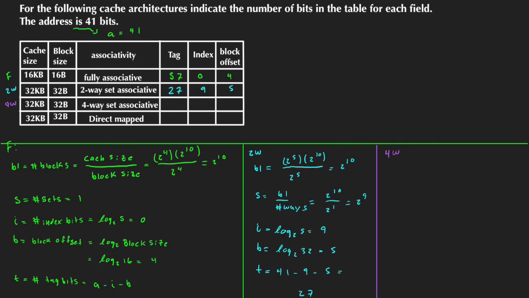Okay, so next let's do our 4-way. So here our B, nothing has changed. Our cache is the exact same and our block size is exactly the same. So no need to calculate that again. We just carry our B over. Our sets did change though, because now we're dealing with 4-way instead of 2-way. So we take our BL, which is 2 to the 10, and we put it over the number of ways, which in this case is 4, or 2 to the 2. And that's going to be 2 to the 8.